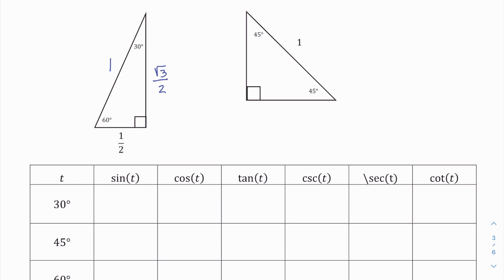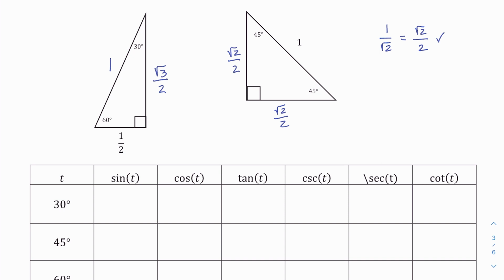From here, I move on to the 45, 45, 90 degree triangle that's given. It's given a hypotenuse of 1. So how do we get to that short side? Well, to get the short side, I want to divide by √2. 1 divided by √2 is the same as √2 over 2, just by rationalizing the denominator. So I'm going to call this side √2 over 2 and this side √2 over 2. So now I'm all set to complete my table.